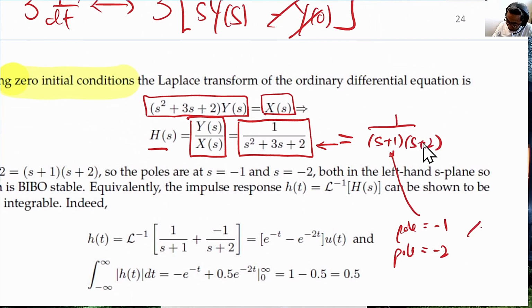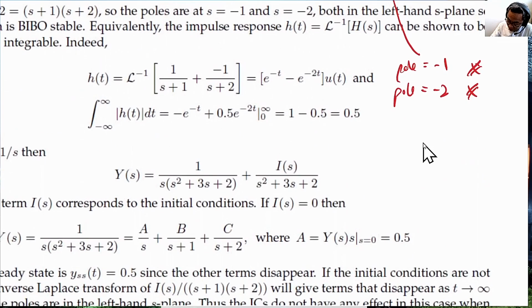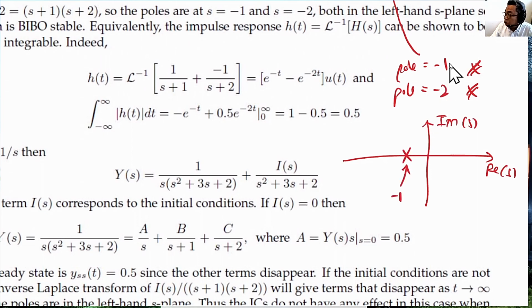Therefore, the two pole positions are on the left hand side of the plane. Where is the left hand side plane? Real part of s, the imaginary part of s, and we'll draw here a cross to represent the pole which is at minus 1 plus j0. So this is j and this is minus j, and then we will draw another pole at minus 2, so this is at minus 2.